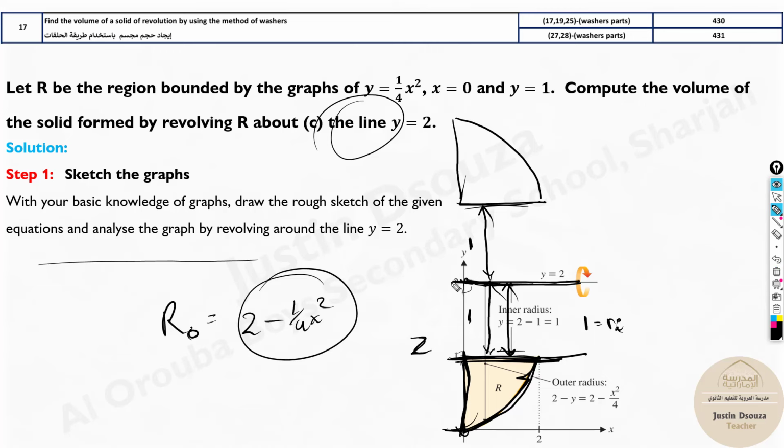Now over here, see these 2 points. From here to here, it's 2, but it's coming inside. So here there is a decrease, right? So we consider minus this equation because it's coming in. So now we have the outer radius and inner radius.